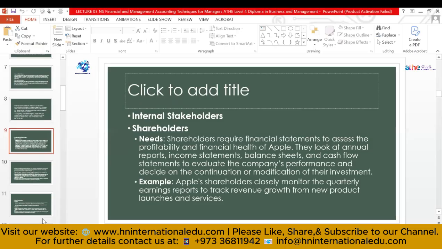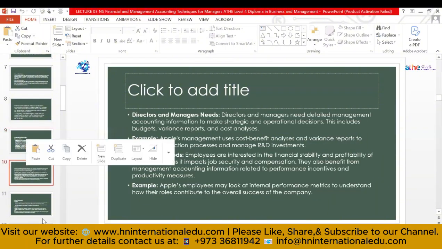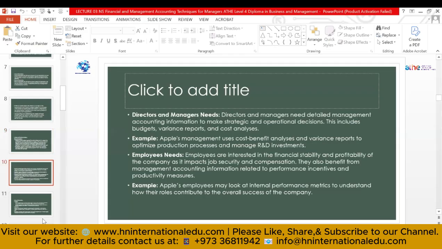They look at annual reports, income statements, balance sheets, and cash flow statements to evaluate the company's performance and decide on the continuation or the modification of their investment, whether to invest in the company existing one or not, or to withdraw. For example, Apple shareholders closely monitor the quarterly earnings, that is after every 4 months, what's the status, reports to track revenue growth from the new product launches and services. Soon, 17 is going to be launched and the hype is already up in the market. Then comes under the heading of internal stakeholders, directors and managers' needs.